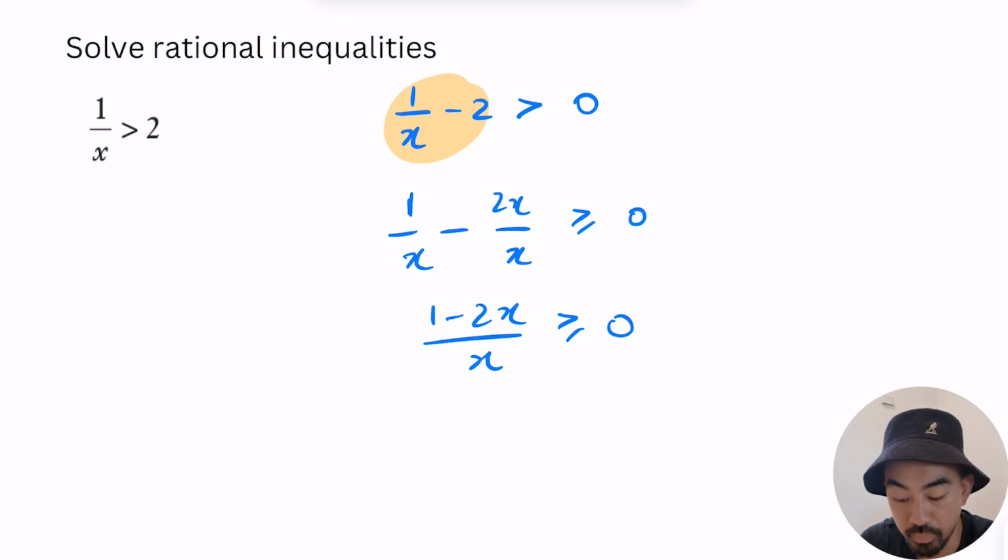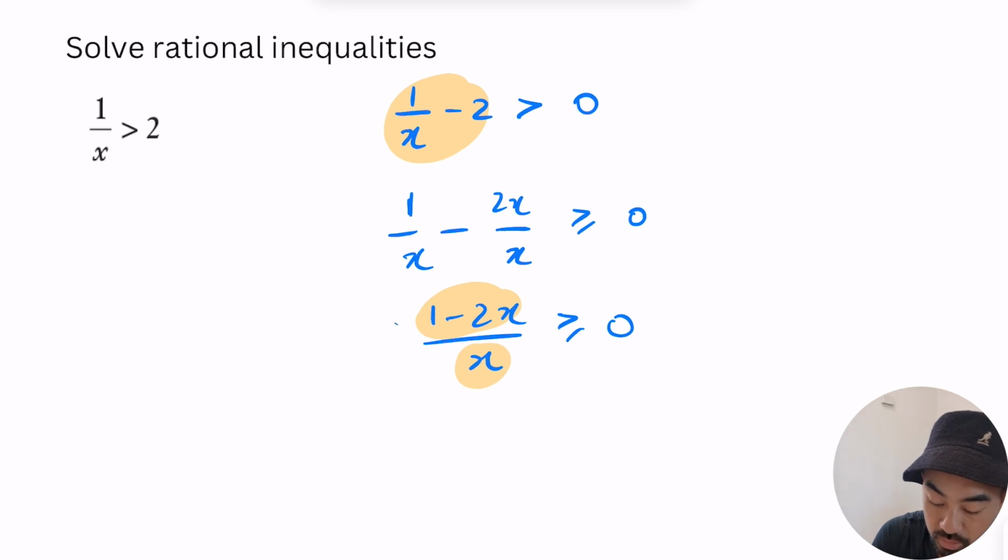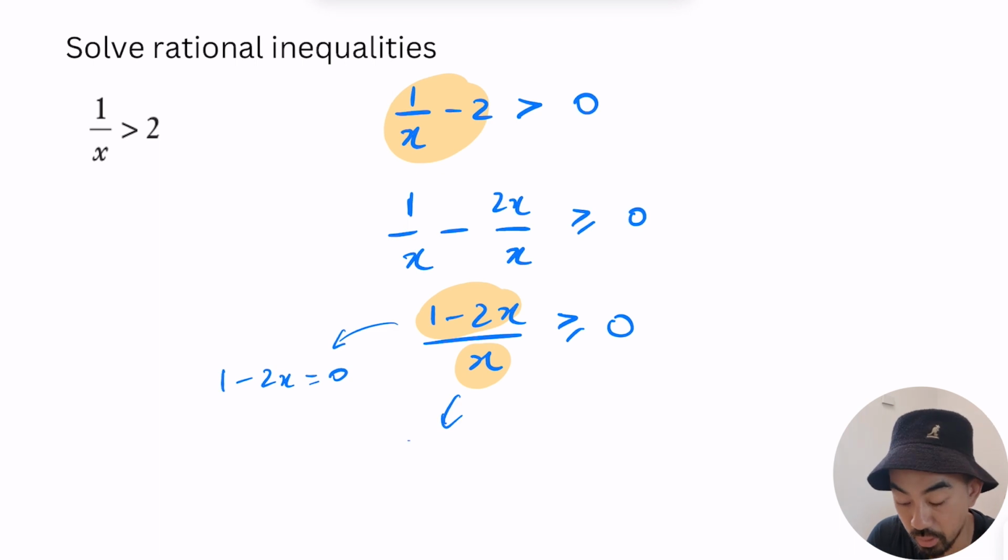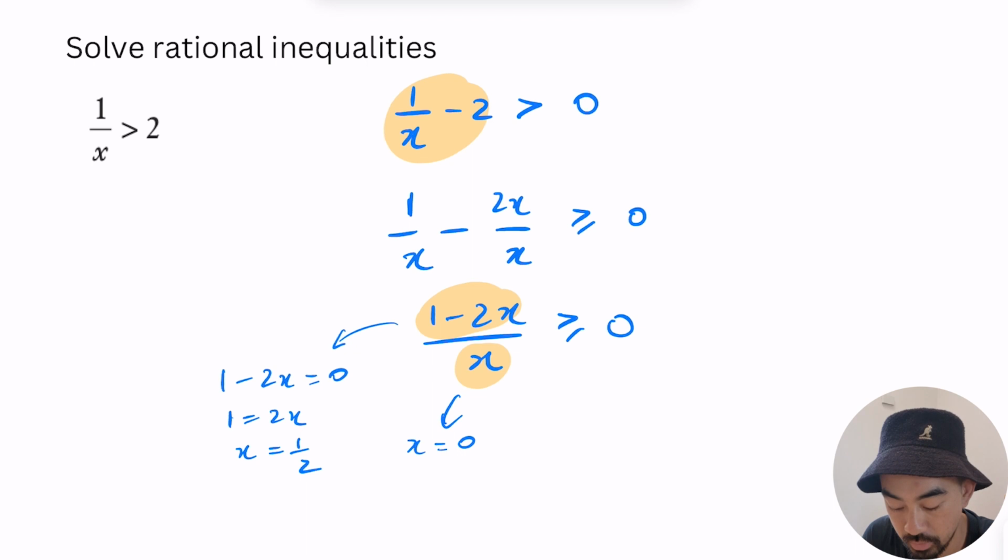Now once you're at this step, what you want to do is look at the numerator and the denominator separately and solve as though they were equal to 0. Okay, now I know the denominator can't be 0, but we're just going to pretend for that sake until we get to the actual question. So here you're going to have 1 minus 2x is equal to 0, and here you'll have x is equal to 0. Now solving 1 minus 2x equals 0: 1 is equal to 2x, x will be 1 on 2, and x is equal to 0.